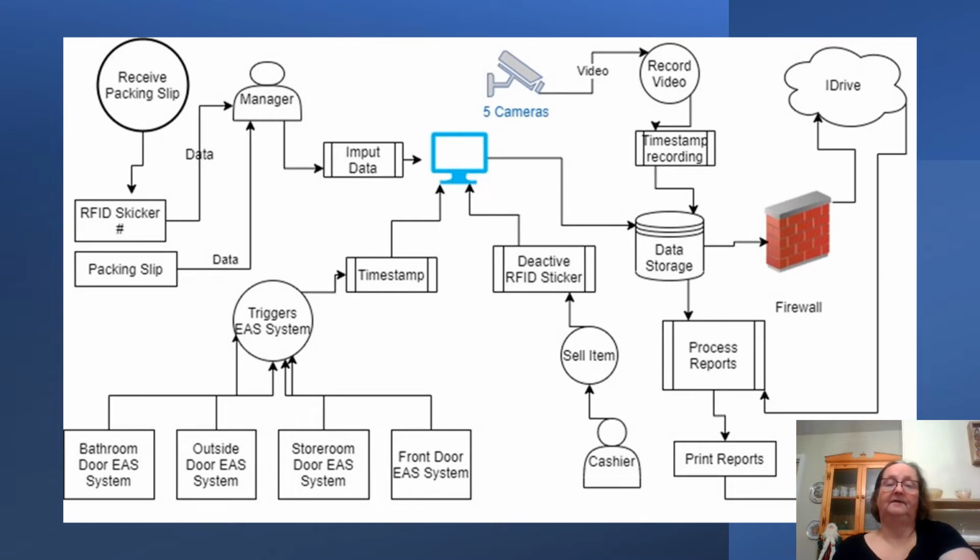This slide is on the data diagram. It shows where the data is and how it moves through the system. It begins with the receiving of the packing slip and goes all the way to the reports that are being printed. It also shows where the data is being stored and how it is protected.